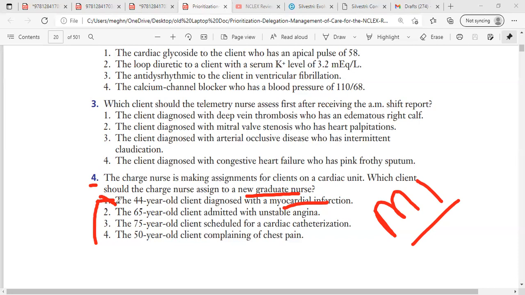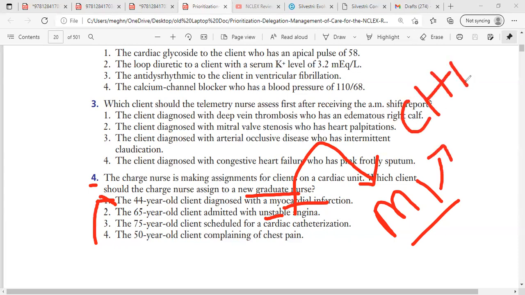Number 2, a 65-year-old client admitted with unstable angina. It is also an emergency. Unstable angina can anytime lead to MI, and MI can lead to congestive heart failure. So a skillful nurse is supposed to be there, not a new nurse. Number 2 is not the answer, because this client is at risk for life-threatening complications.